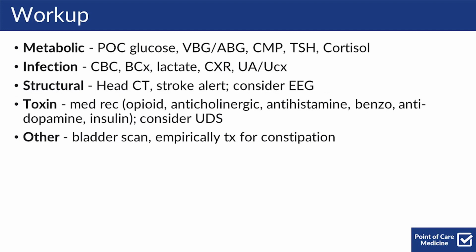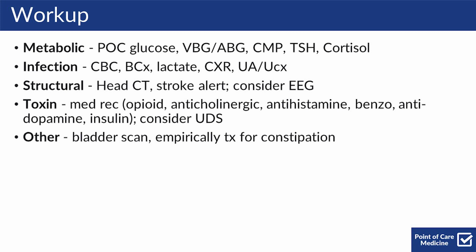For your workup, be thinking about the general differential of MIST-D. First is metabolic. Get a point-of-care glucose, get a VBG or ABG, a CMP, and you can consider a TSH or cortisol if you have suspicion. For infection, get a CBC, send off blood cultures, lactate, get a chest x-ray, and send off urine for urinalysis and urine culture.